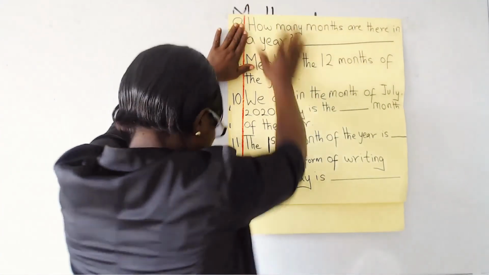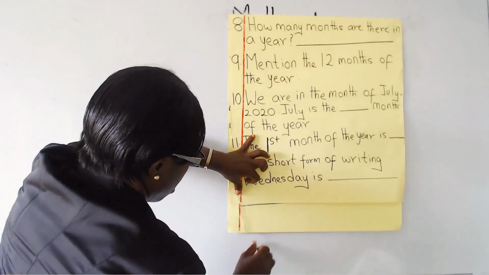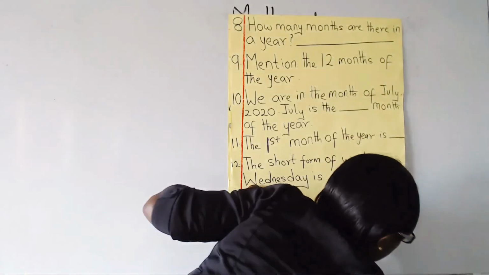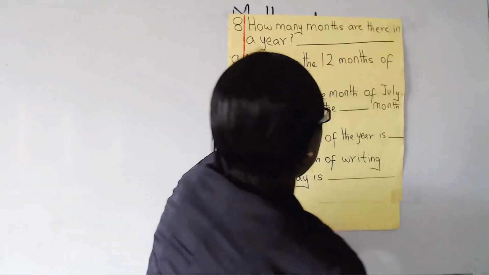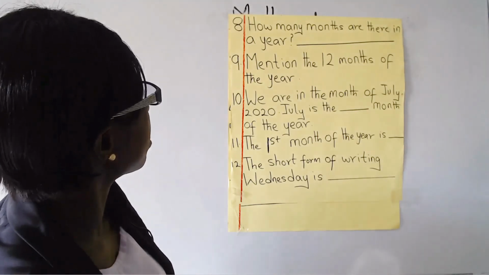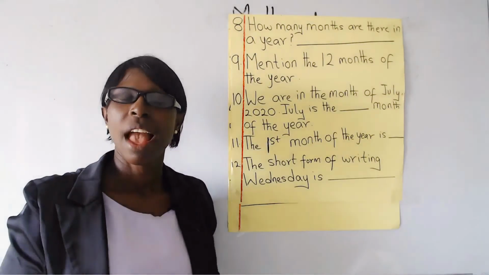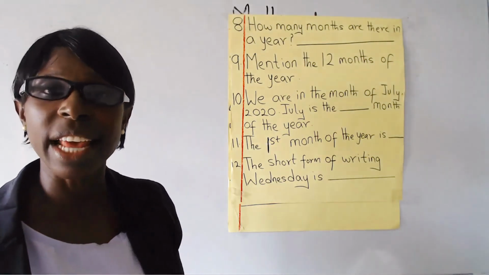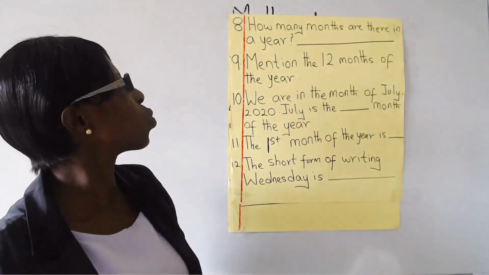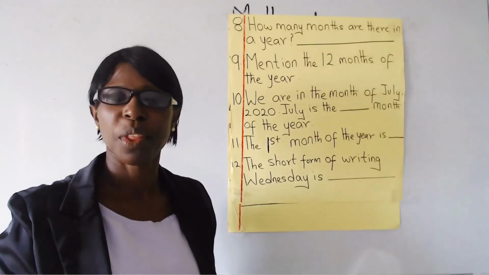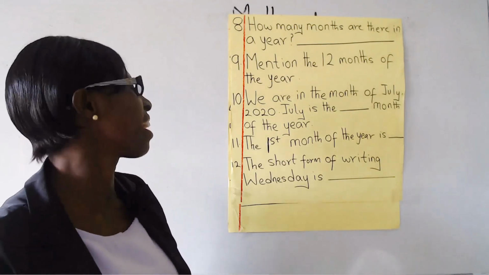I hope you can see it very well. That's number 8. Okay? Now let's take it. 8. How many months are there in a year? 9. Mention the 12 months of the year.